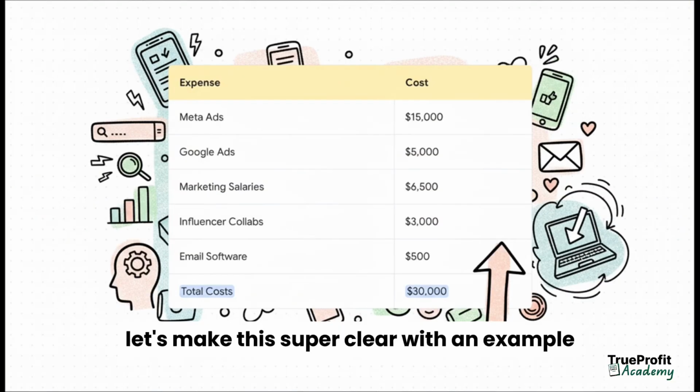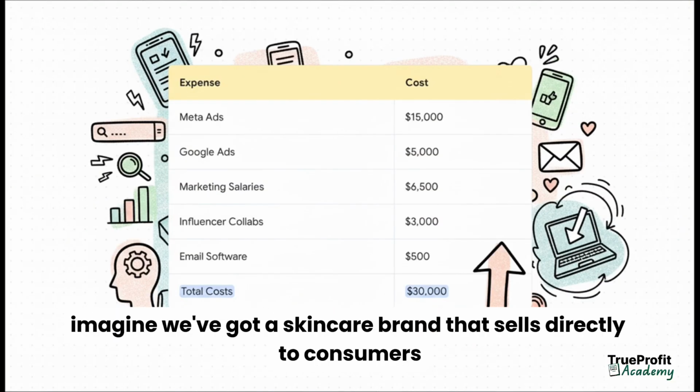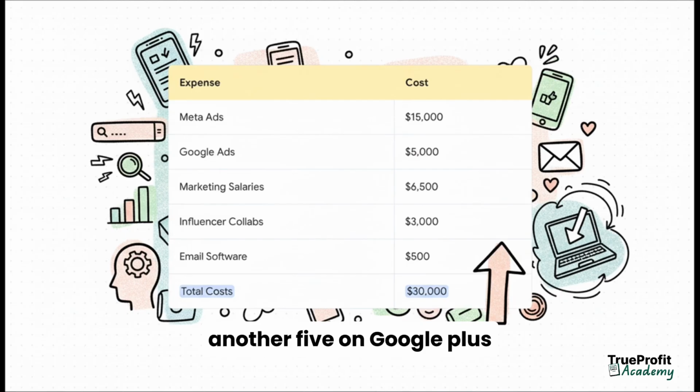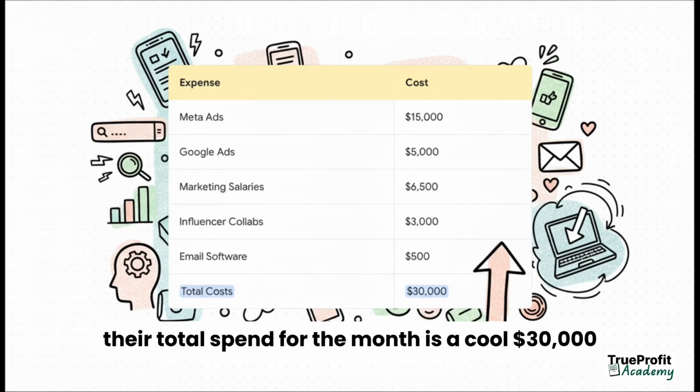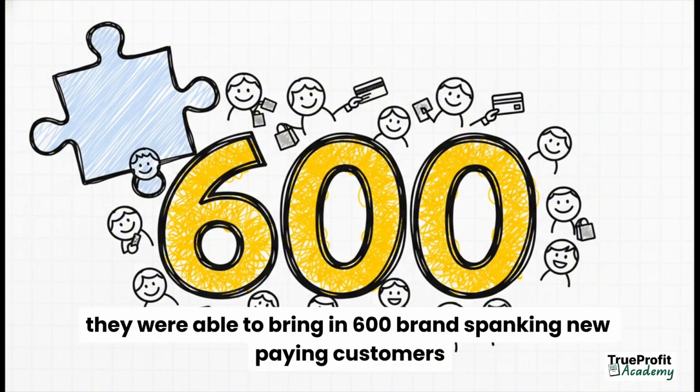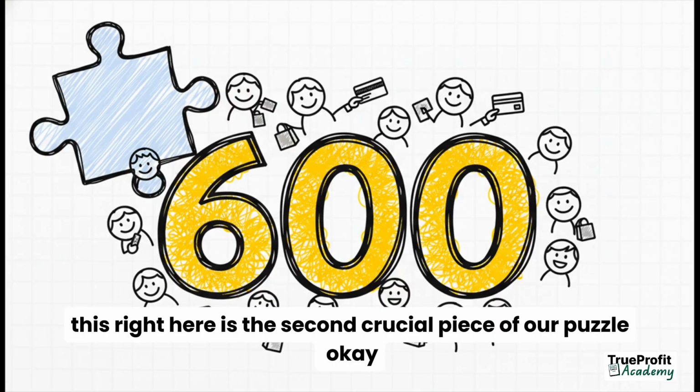Let's make this super clear with an example. Imagine we've got a skincare brand that sells directly to consumers. In 1 month, they're spending 15 grand on Meta ads, another 5 on Google, plus you've got salaries, influencer collabs, even their email software. It all adds up. And as you can see, their total spend for the month is a cool $30,000. Now, for all that spending, during that exact same month, they were able to bring in 600 brand spanking new paying customers. This right here is the second crucial piece of our puzzle.